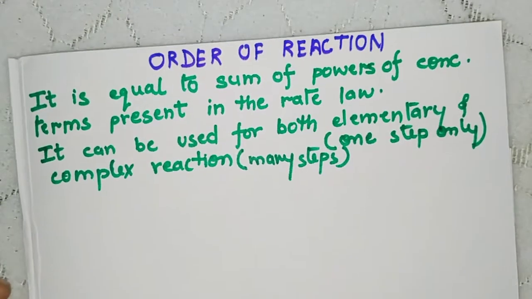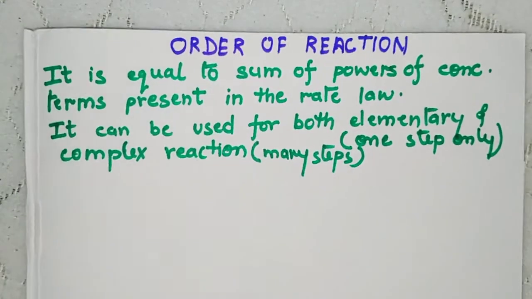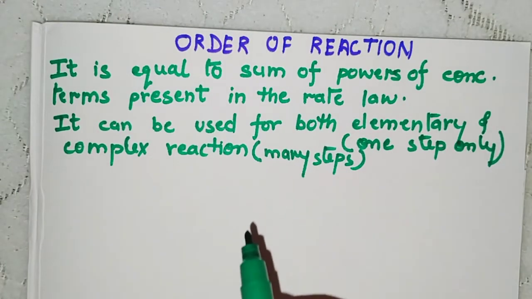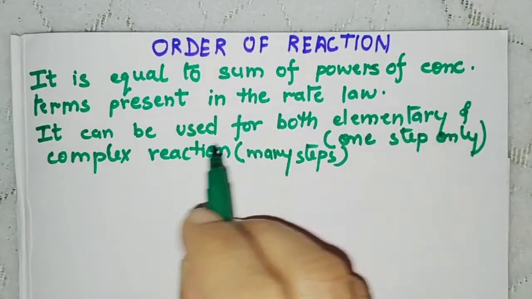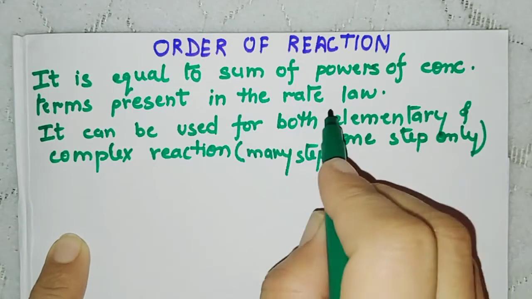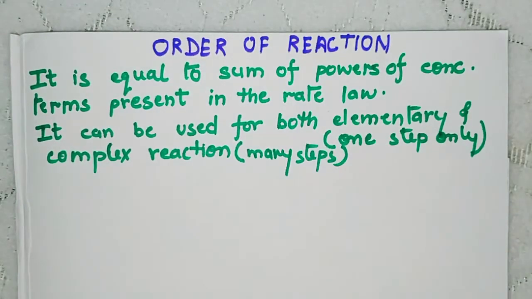This is your elementary or complex reaction. So what is order of reaction? It is a sum of powers of concentration terms present in the rate law. Let us take one example here.